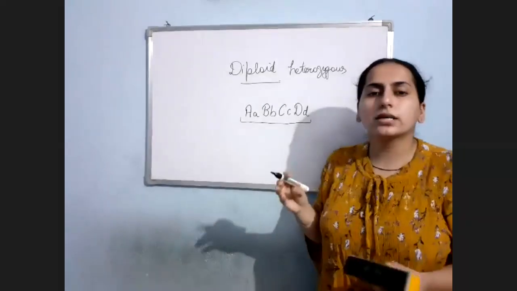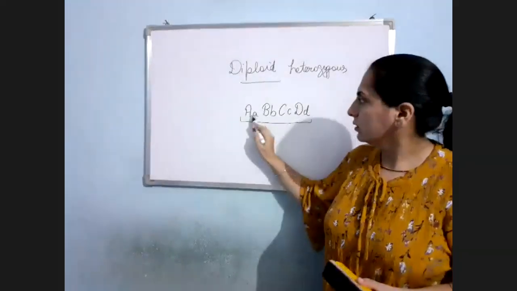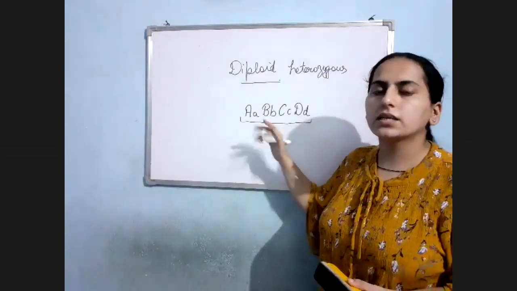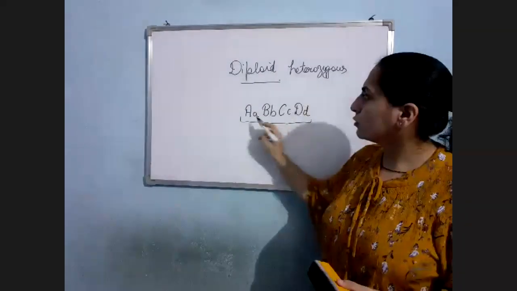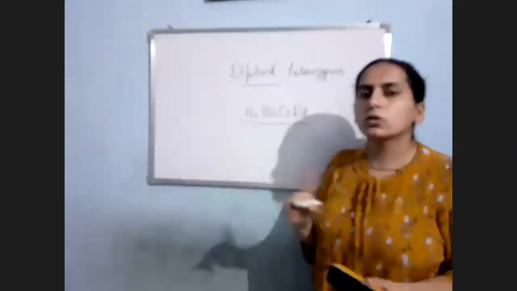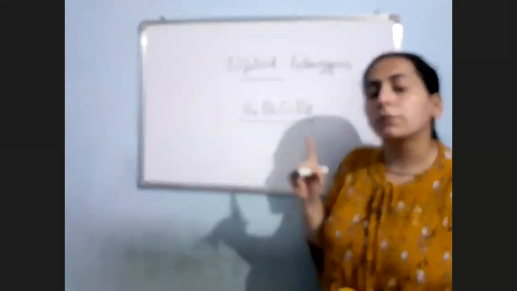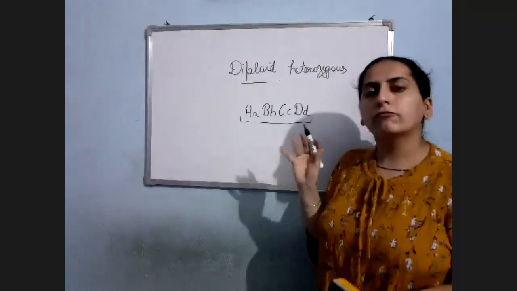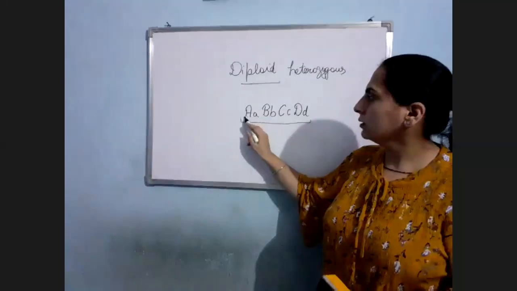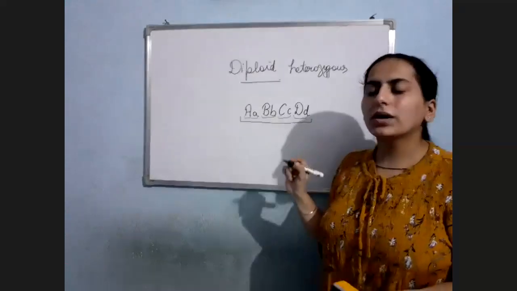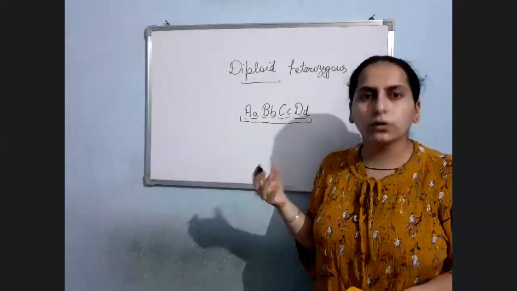Firstly, you have to understand what the condition is. Diploid, each and every gene is having 2 alleles. Heterozygous, capital A is not there, capital A, small a is there. Capital B is not there, capital B, small b is there. And 4 loci are there. 1, 2, 3, 4.